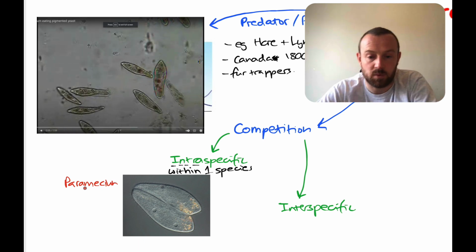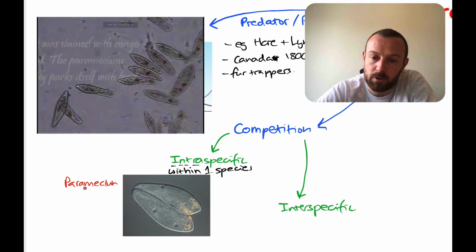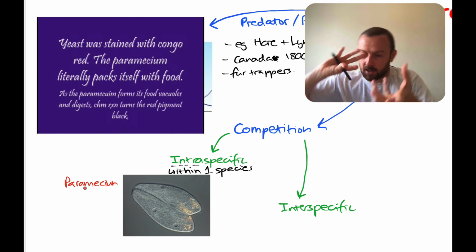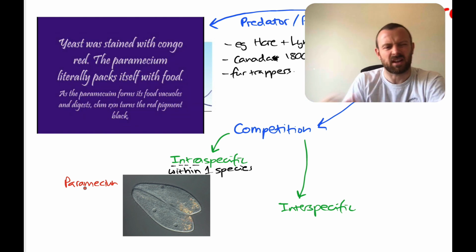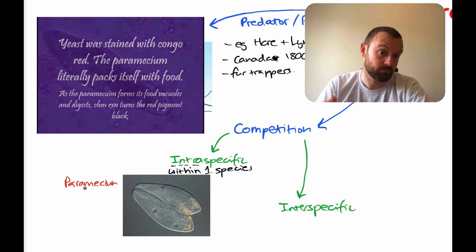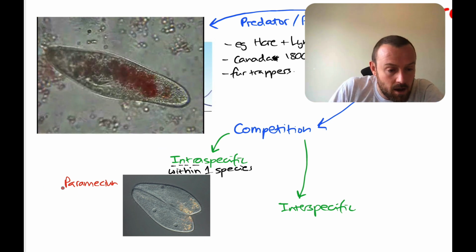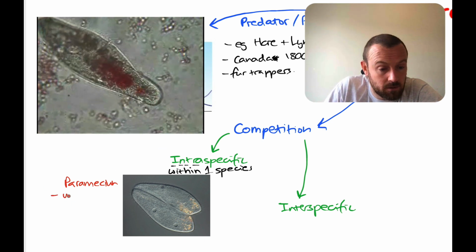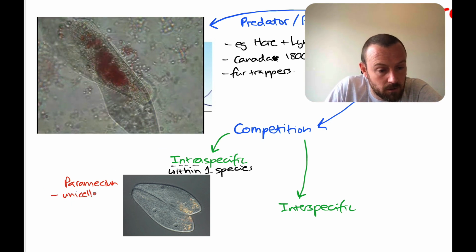Here's a video of some paramecium swimming about. They're pretty cool. They've got little cilia, they swim, they kind of spiral, and they eat stuff like yeast and other microbes. Pretty awesome. So they're a protist, so a unicellular protist.